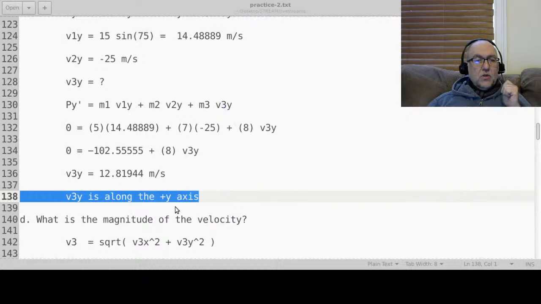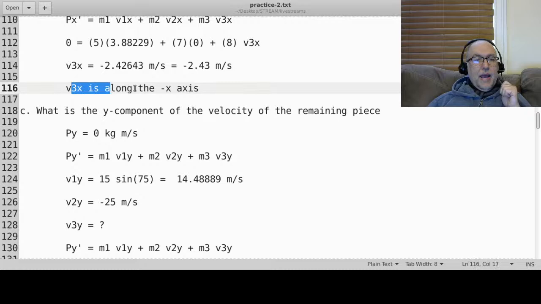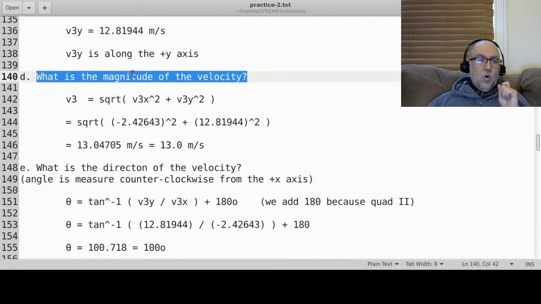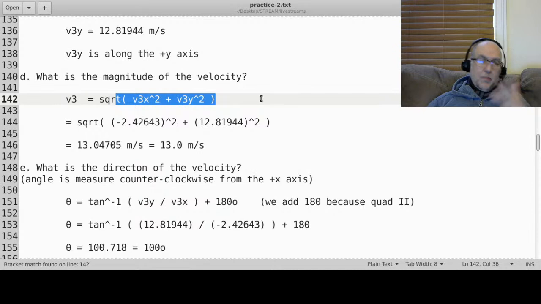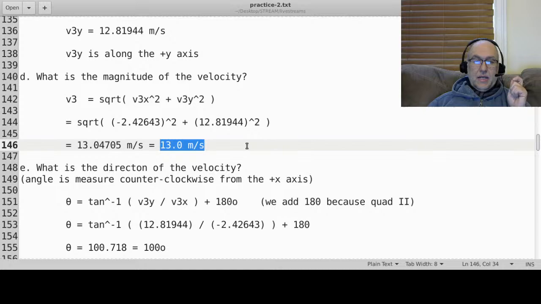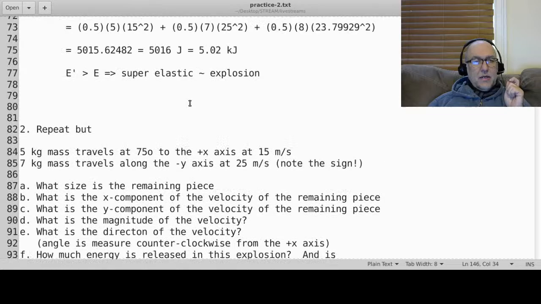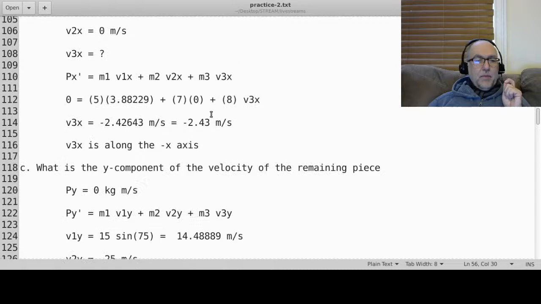So there we go, and that gives us both the x and the y component. And the next two questions, I say convert to polar. In other words, give me the magnitude. So V3 is just the square root of the sum of the squares of the other two components, and that turns out in this case to be 13 meters per second. Before it was like what, 23.8. This time it's actually only 13 meters per second.